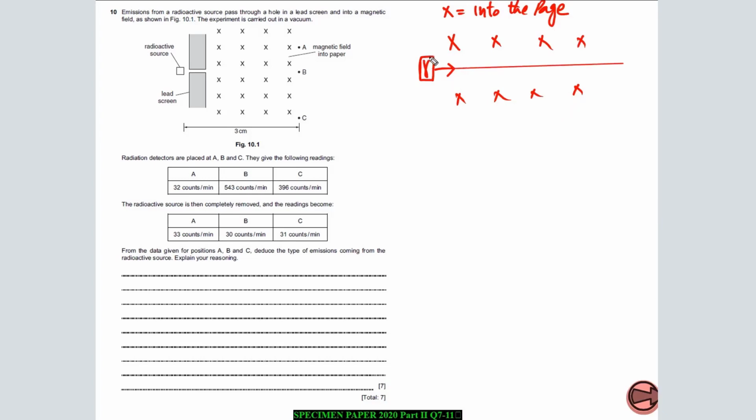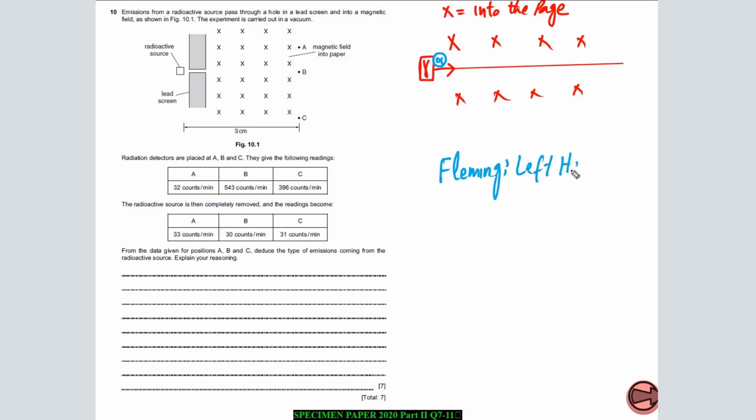Next one, we need to understand if alpha particle is coming. Let's say alpha particle is coming. I will just write down alpha particle. Now we need to use Fleming's left hand rule.